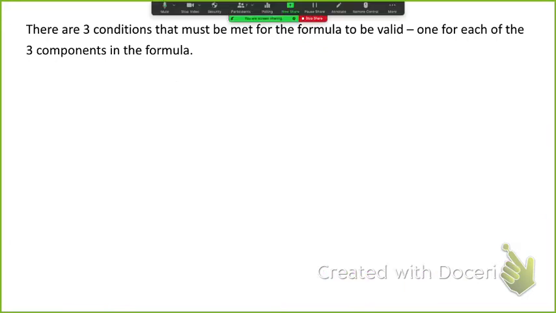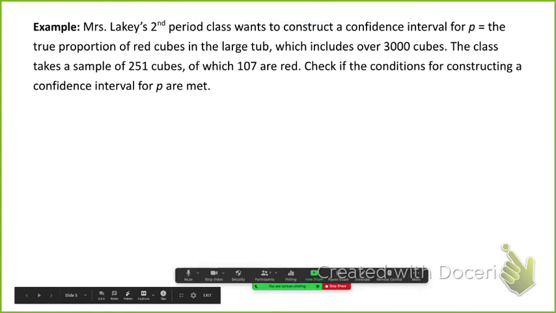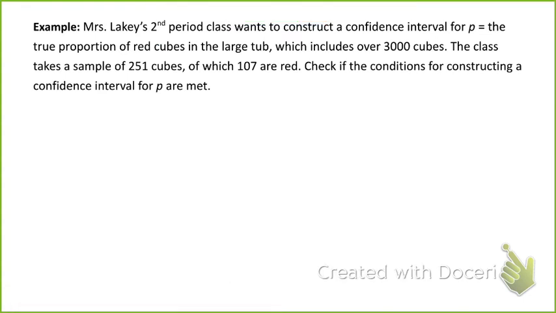Okay. All right. So, here's what we're going to do, guys. We're just going to practice checking conditions now, okay? So check this out. Miss Lakey's second period class wants to construct an interval for P, the true proportion of red cubes in this large tub, which includes over 3,000 cubes.